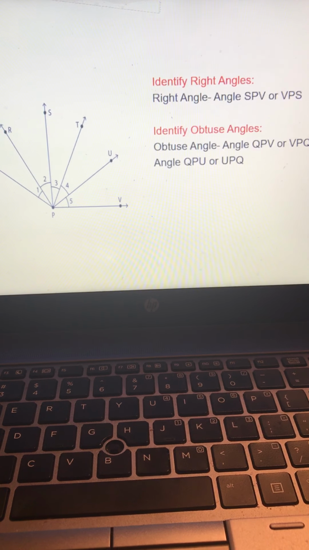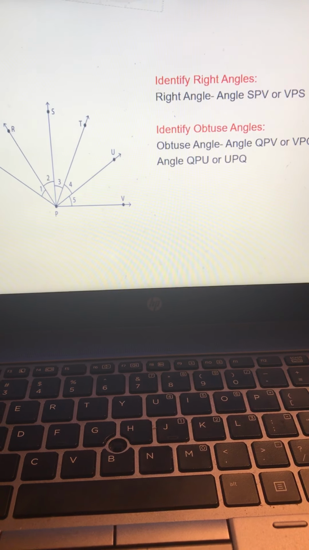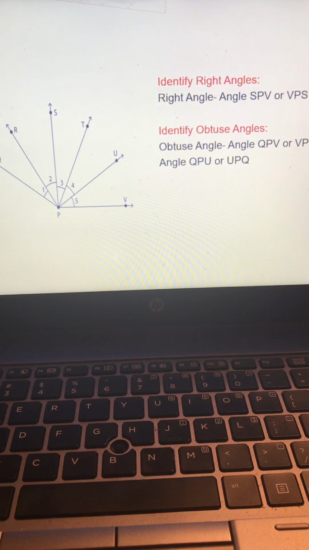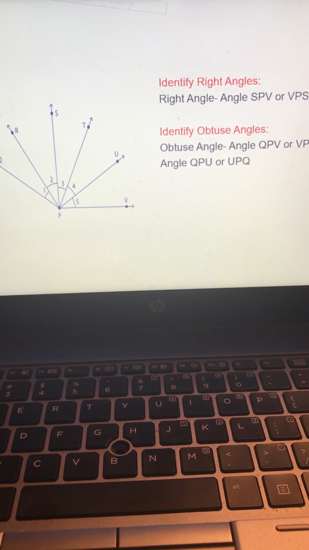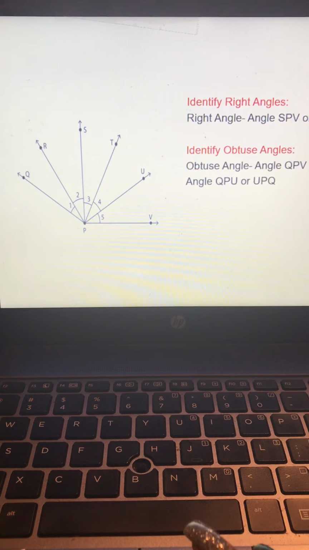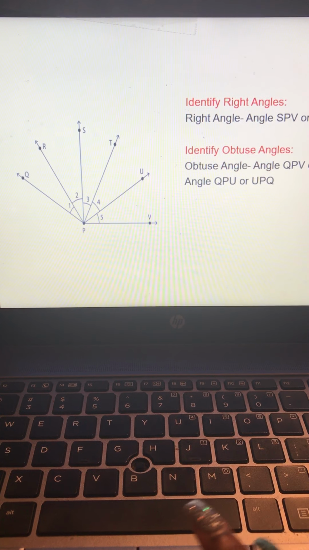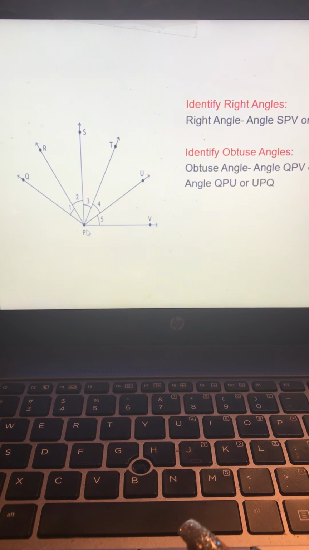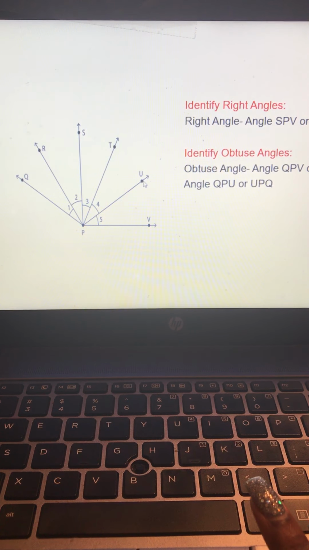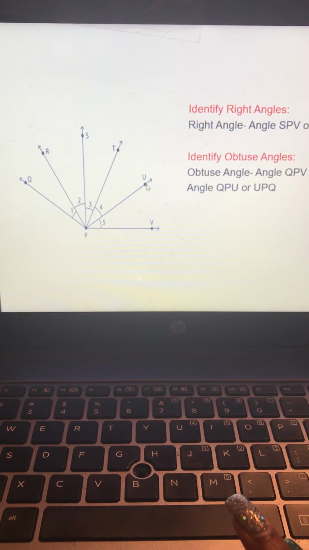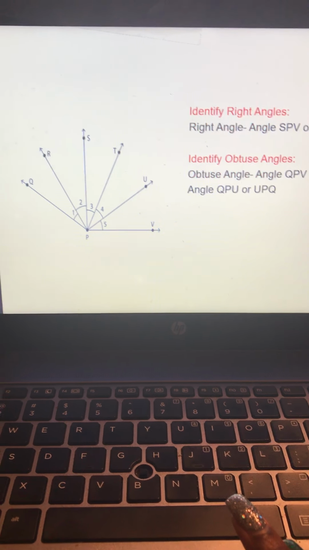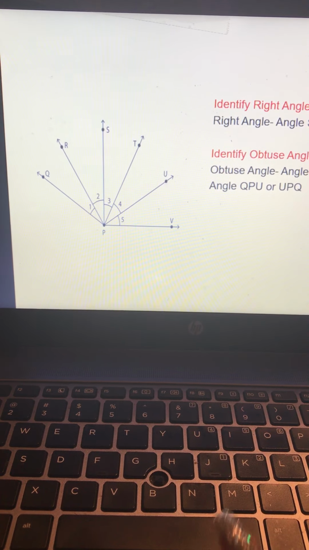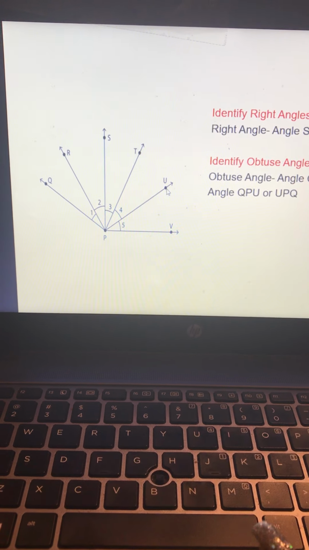Another example of an obtuse angle is angle QPU or UPQ. So again, I'm going to use my mouse. We have QPU, or we can read it the other way, angle UPQ.